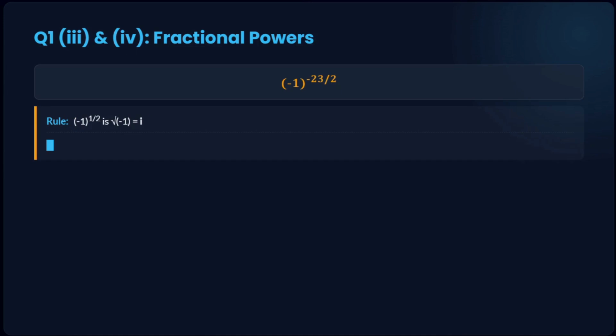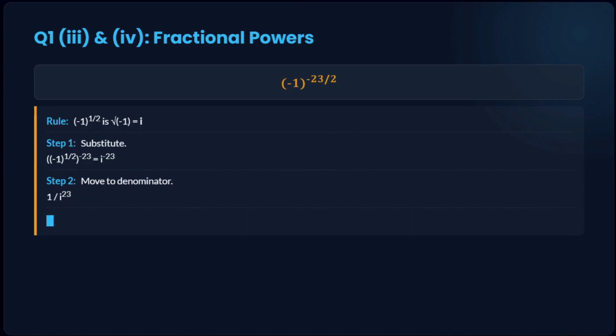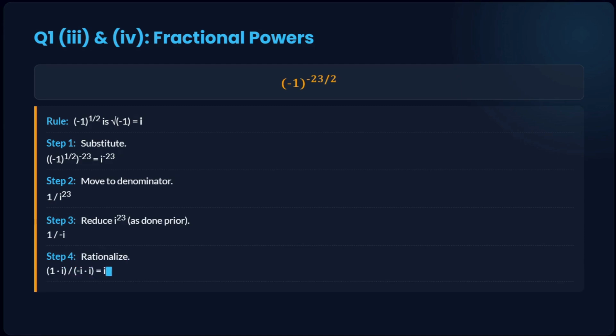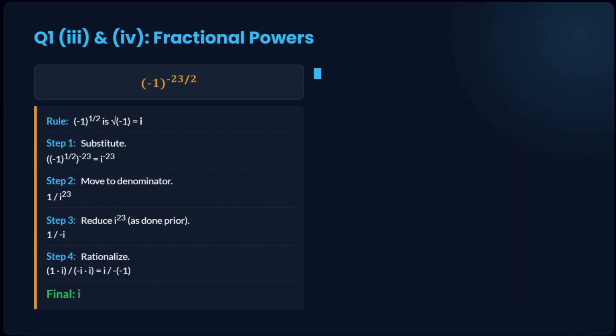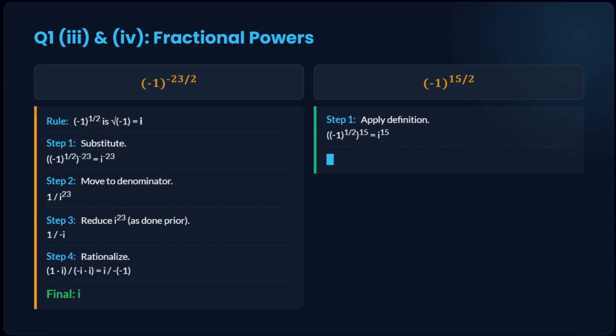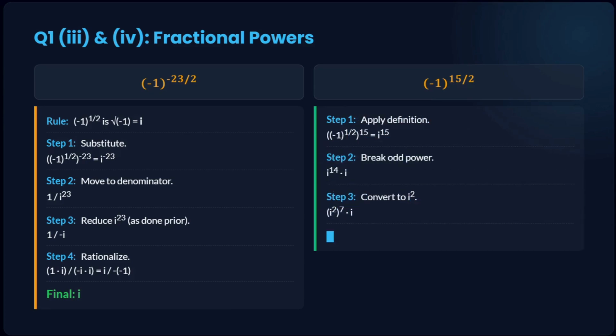Parts 3 and 4 introduce fractions. The secret here is exponent rules. A power of 1/2 is a square root. And the square root of -1 is exactly the definition of i.